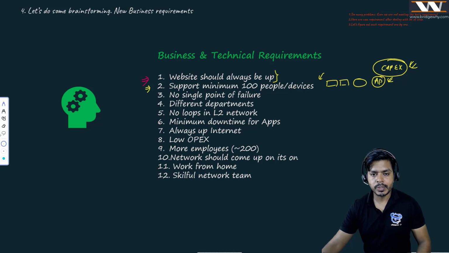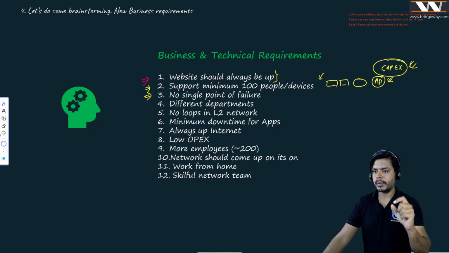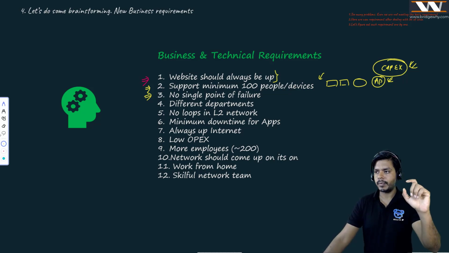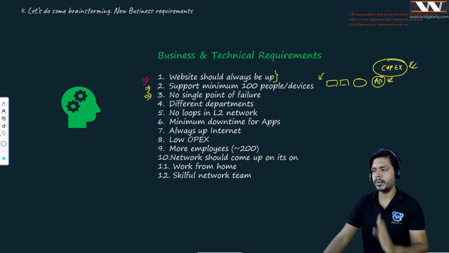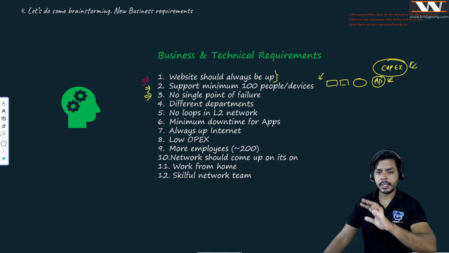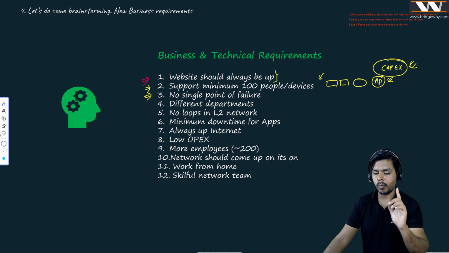We do not want to see a single point of failure in this network, right? It means that we need to introduce some more devices. We need to introduce some software mechanism also, so that if something fails, we should always have some other path to go. The entire network should not be dependent on one device. If that fails, everything is out.